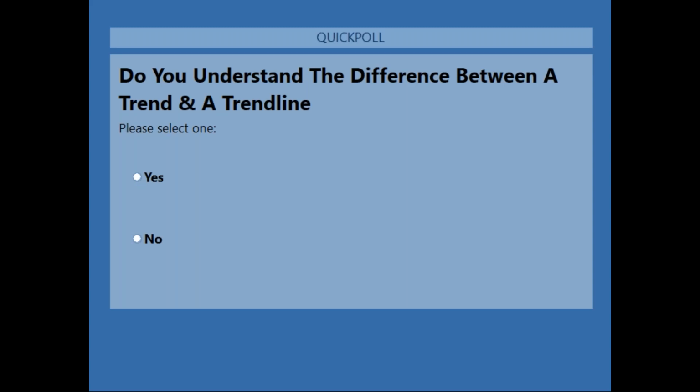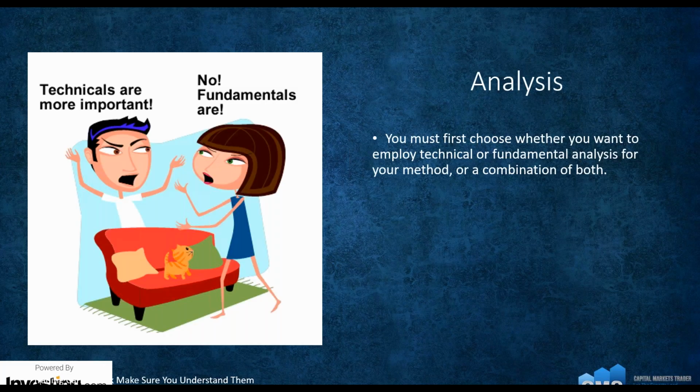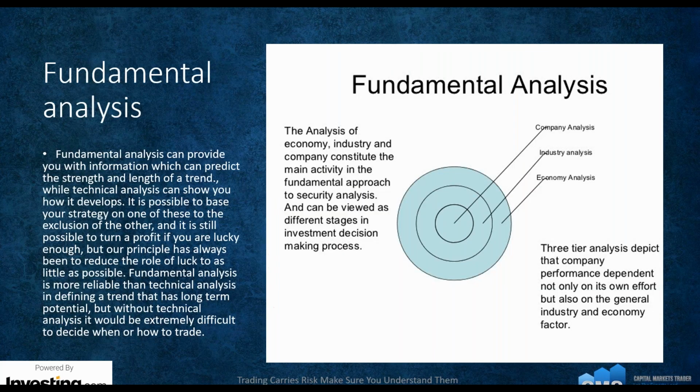Now, fundamental analysis can provide you with information which can predict the strength and the length of the trend. It is possible to base your strategy on one of these to the exclusion of the other, and it's still possible to turn a profit if you are lucky. But our principle has always been to reduce the role of luck to as little as possible. Fundamental analysis is more reliable than technical analysis in defining a trend that has long-term potential. But without technical analysis, it would be extremely difficult to decide when and how to trade.